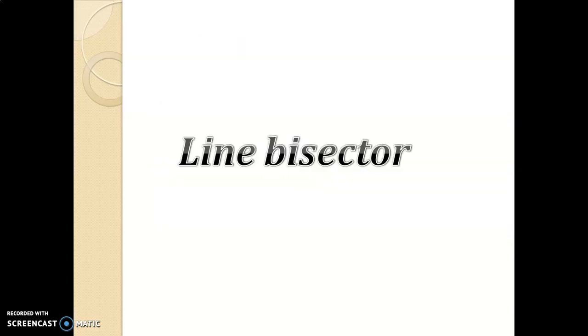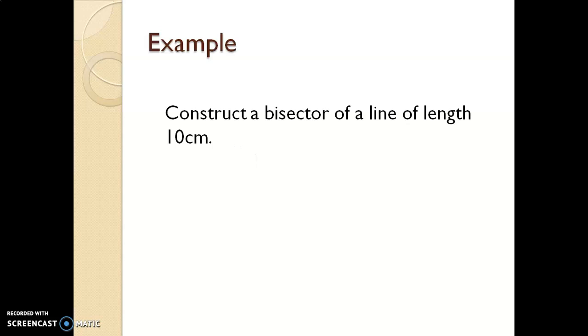So first one, line bisector. Look at the example. Construct a bisector of a line of length 10 centimeter. So now we are going to draw a line of length 10 centimeter, and they are asking to construct a bisector of the line. Then how to divide a line segment? Let us see the solution video now.